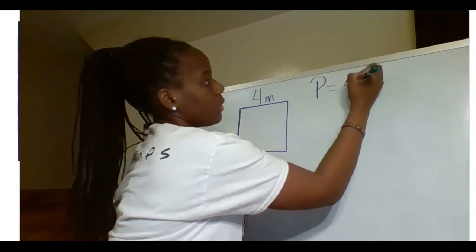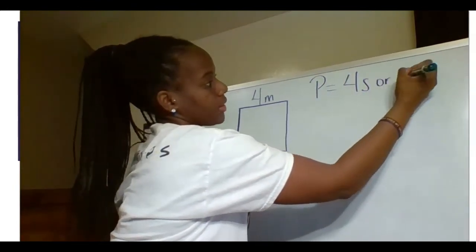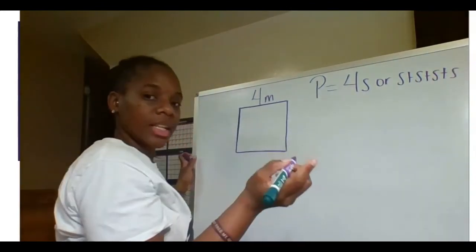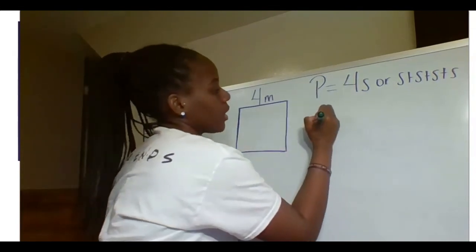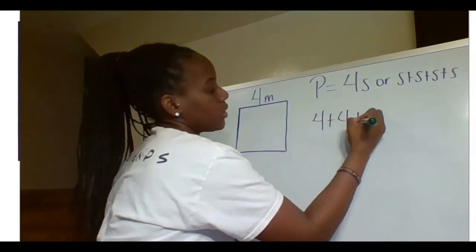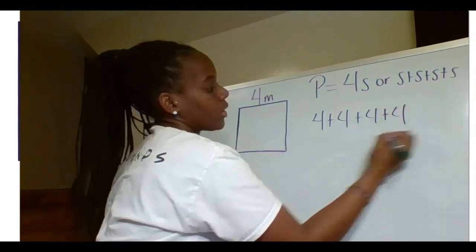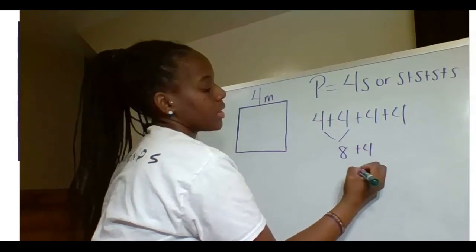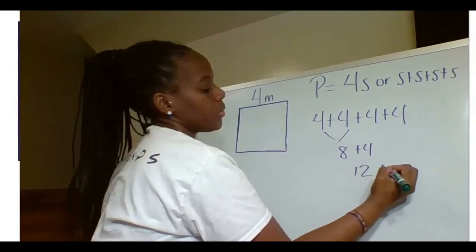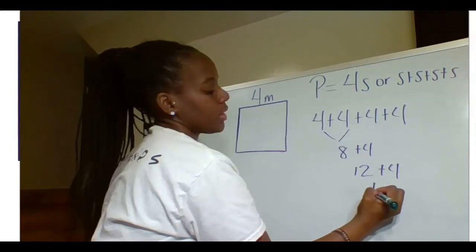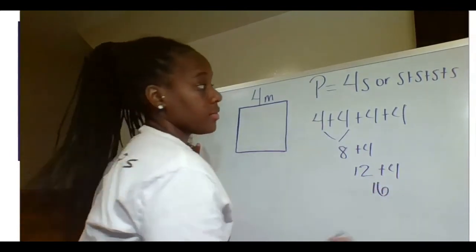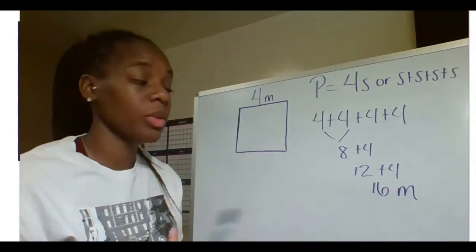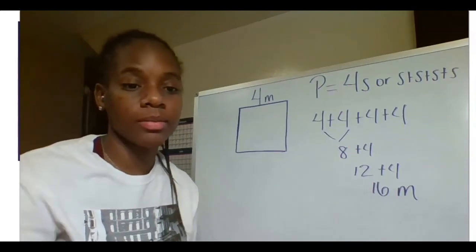P is equal to 4s, 4s plus s plus s plus s. I'll do the s plus s plus s version of it. So I'll take 4 plus 4 plus 4 plus 4 gives me 8 plus 4 gives me 12 plus 4 gives me 16. Notice we don't put that exponent on there because we're talking about perimeter, okay?